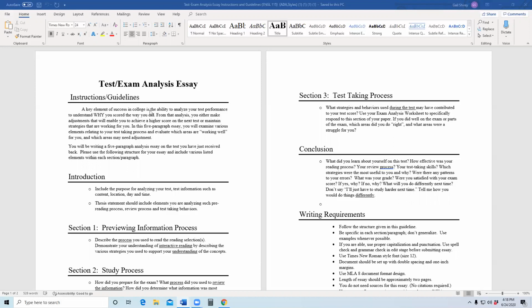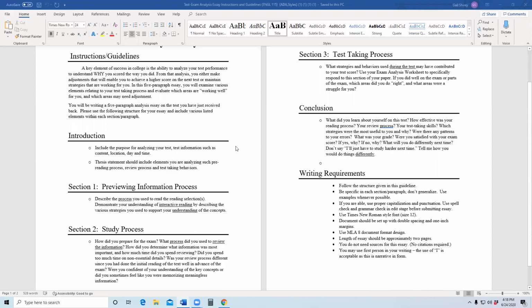And basically, one key element in college is the ability to analyze your test performance to understand why you score the way you do. A lot of students are like, well, I did well, but they don't know why they did well. They think they got lucky, or they didn't do well and they're not sure why. So this particular essay is to help you analyze your test performance on your most recent test.